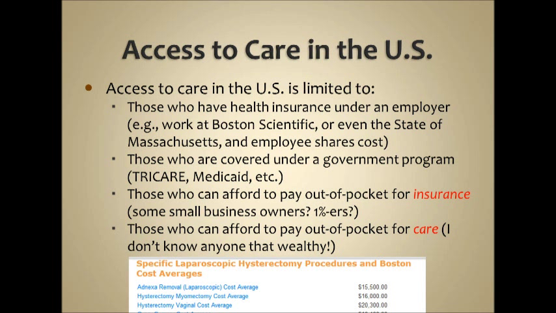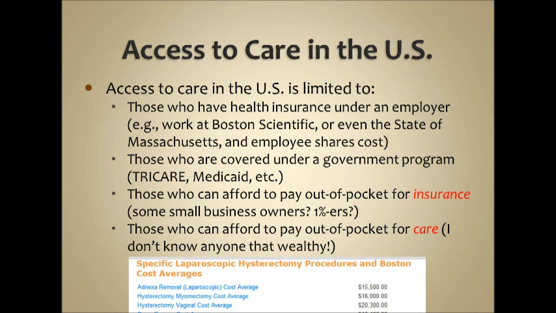Access to care is also afforded to those who can pay out of pocket for insurance. Now, insurance itself is pretty darn expensive. I live in Massachusetts, where we have a state insurance exchange as of today, and that makes it a little less expensive. However, if I did not live in Massachusetts, I probably would not be able to afford insurance. Those who can afford to pay out of pocket for care have dwindled. They are now probably the 1%ers.